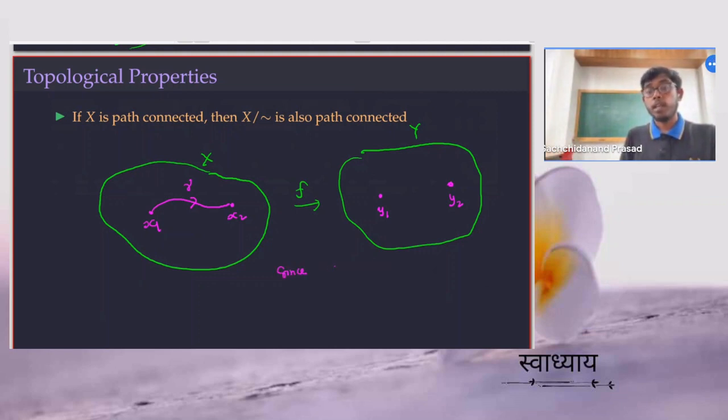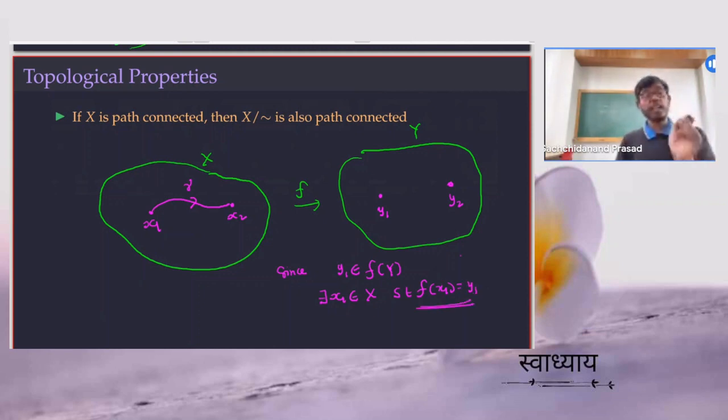If I write with the quantifier, since f of y1 belongs to f of X, there exists x1 in X such that f of x1 is equal to y1. So I am saying there exists some x1. It may be that there are lots of x which map to y1. So this is my gamma. So gamma is a path between x1 and x2.